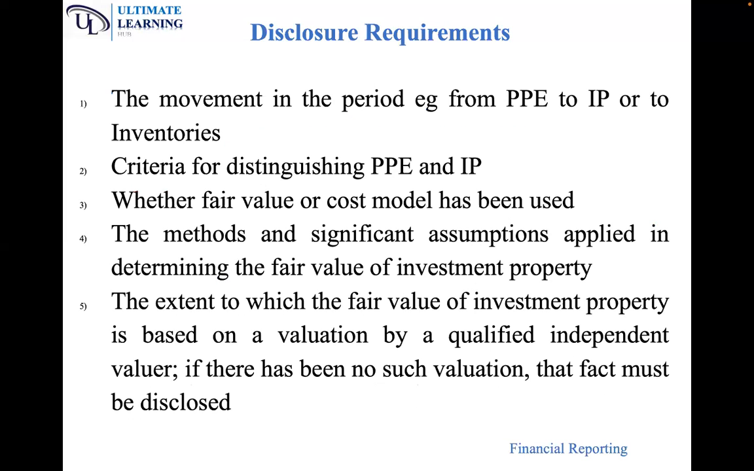Finally, how do we disclose? What do we disclose under investment property or under IAS 40? Number one, the movement in the period, maybe from property, plant, and equipment to investment property or to inventories. In other words, movement from IAS 16 to IAS 40 or even to IAS 2. So if there is any change, for example, if an item is held for sale in the ordinary course of the business, that is inventories. If an item is held as owner-occupied property, in that case, it is PPE. If it is held for rental or for capital appreciation, that is investment property.